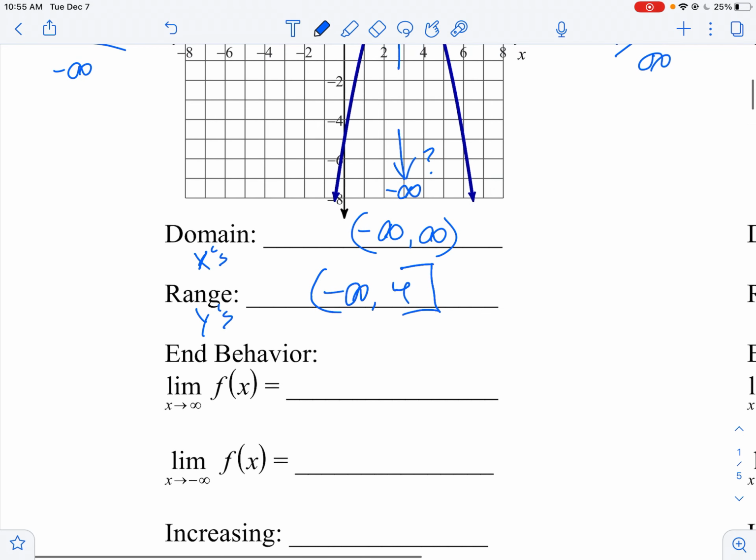And now it's time for end behavior. This is the limit of the function f of x as x approaches positive infinity. Positive infinity for the x's is to the right. This one is x approaching negative infinity. That means left. So this is right end behavior. This one's left end behavior. As it travels right forever, it's going down forever, and so you're going to put negative infinity there. And then on the left side, it's also going down forever, so you're going to put negative infinity.